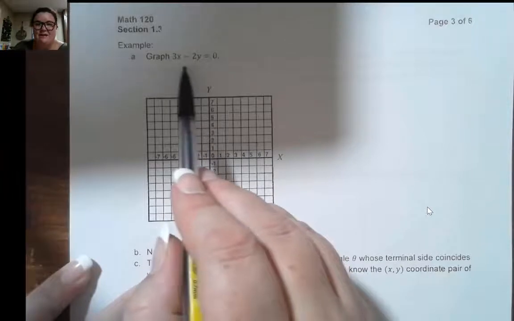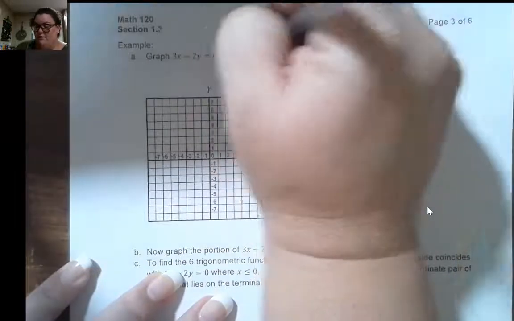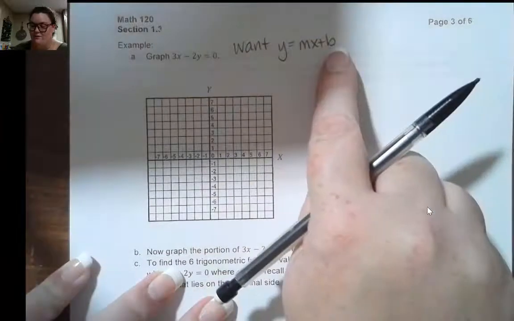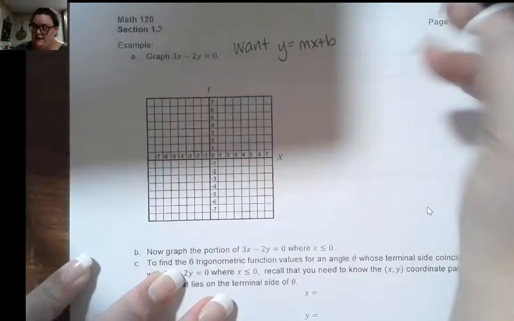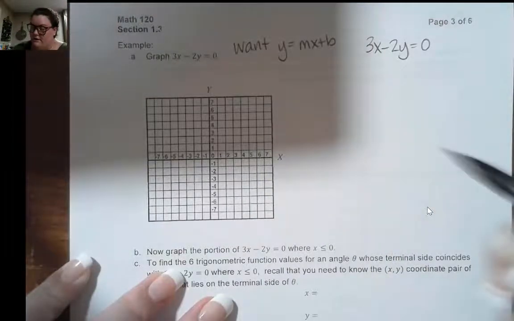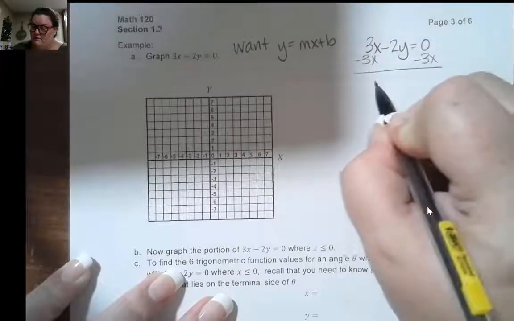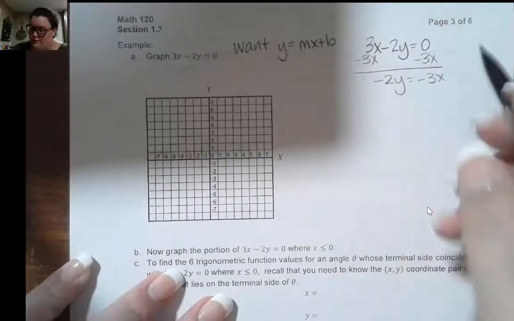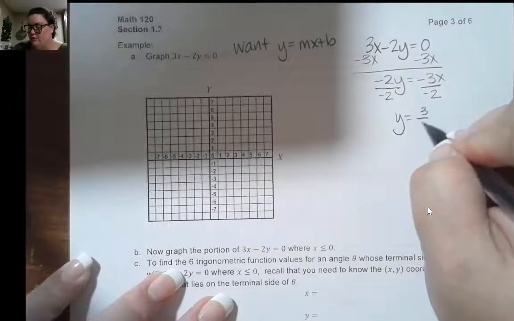Now, when I go to graph this, I always like to put it in slope-intercept form. We always want it to look like y equals mx plus b, because that's a lot easier to graph, because all we have to do is plot the y-intercept and then count the slope. So I'm going to take the equation that they gave me, 3x minus 2y equals 0, and solve it for y. I'm going to move my 3x to the other side, so I have negative 2y is equal to negative 3x. Then I got to get rid of this negative 2, so I divide that off, and I end up with y is equal to 3/2 x.